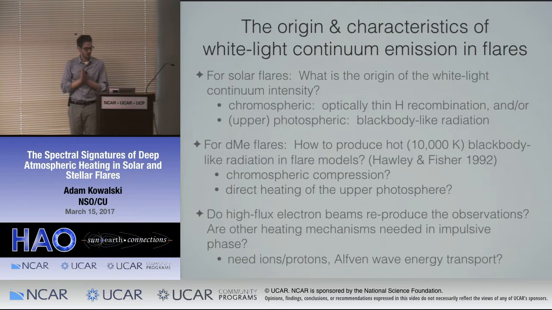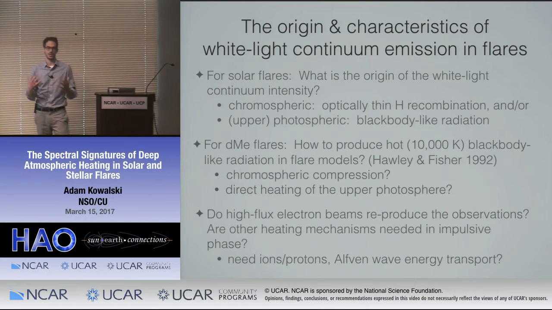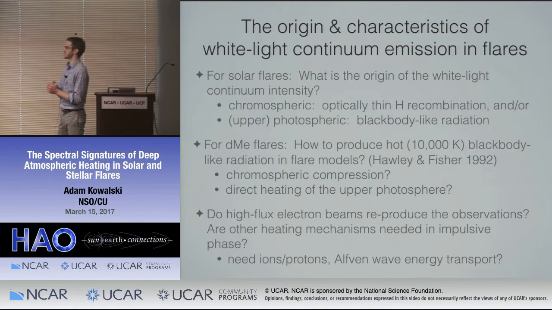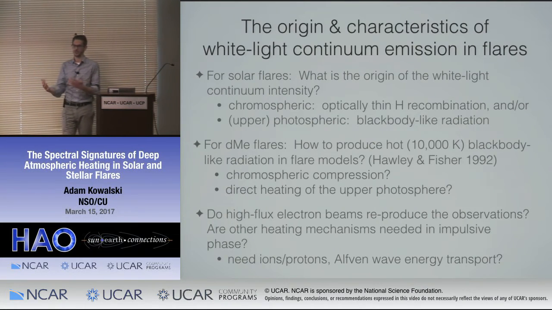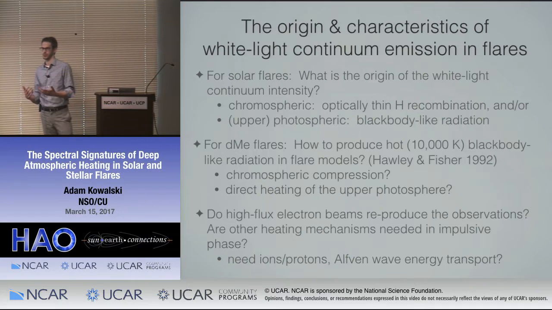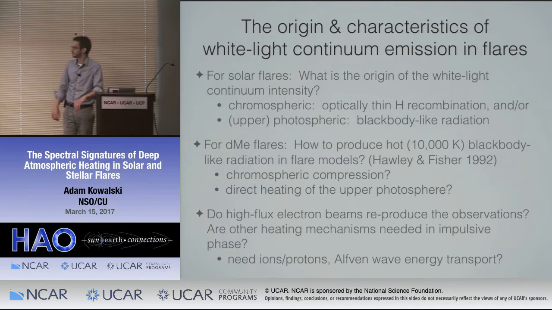All right, so the three questions we're after. The first for solar flares. First, what are the observational characteristics of the continuum emission? Does it originate from the chromosphere, from the upper chromosphere, from relatively low densities? So you have an optically thin hydrogen recombination spectrum and a large Balmer jump ratio? Or does it originate from the upper photosphere where it's denser and you'd expect black body-like emission?